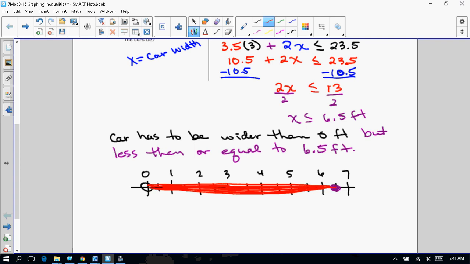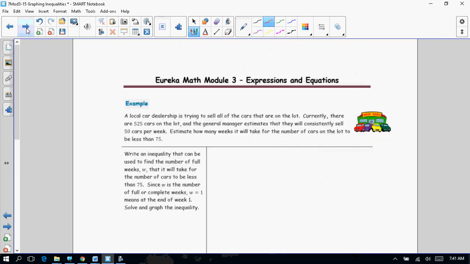All the answers in between, right? The car could be 6 feet. The car could be 4 feet. Smart cars are really small, right? We don't know. It could be any of those. All right, so those are all the possible solutions. We'll talk more about these dots here in a little bit. All right, let's go to the next one.